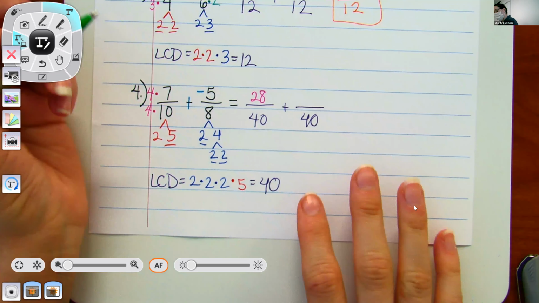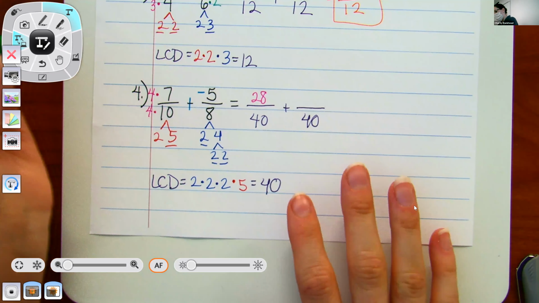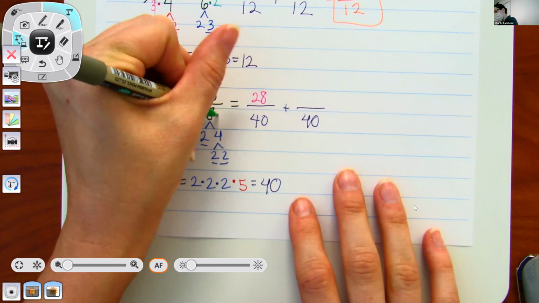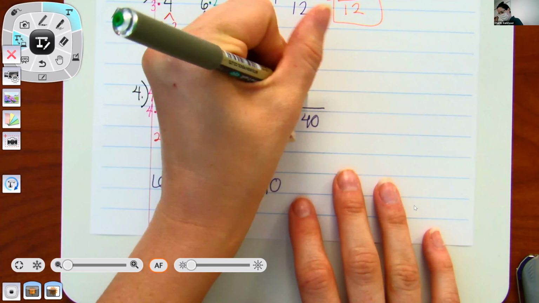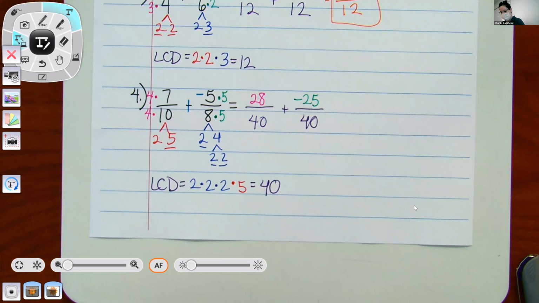Okay, so what do I multiply with 8 to get 40? That would be 5. And negative 5 times 5 would be negative 25. All right. And then that gives me 3 over 40.